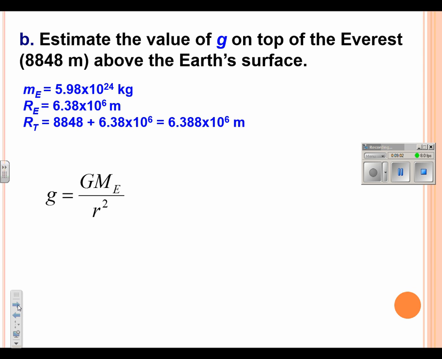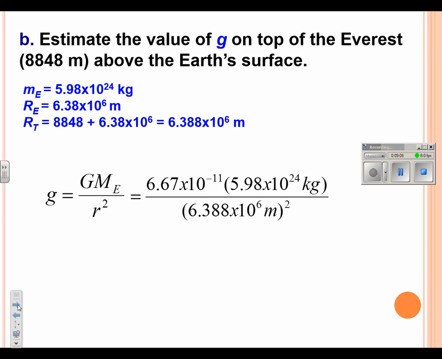Then I'm going to use my g expression that we derived a minute ago. I'm going to use 6.67 times 10 to the negative 11th, the mass of Earth, divided by the radius plus how far the top of Everest is from the Earth's surface, and square it. So divide by that squared. Remember, don't forget the squared. So we should end up with 9.77 meters per second squared.